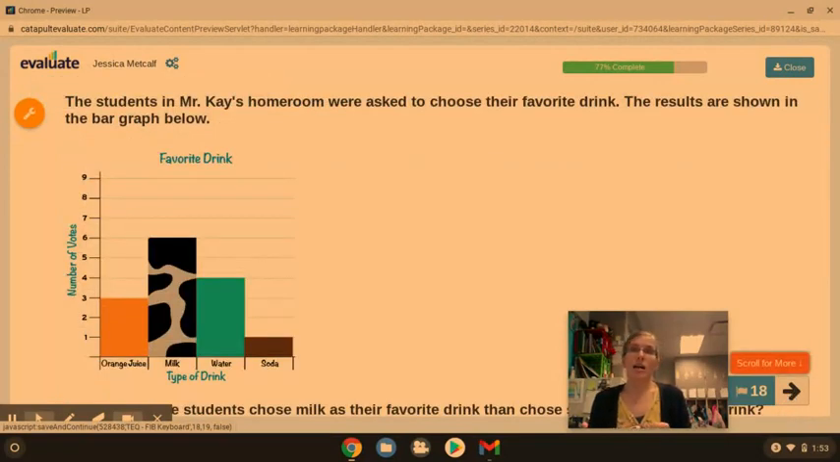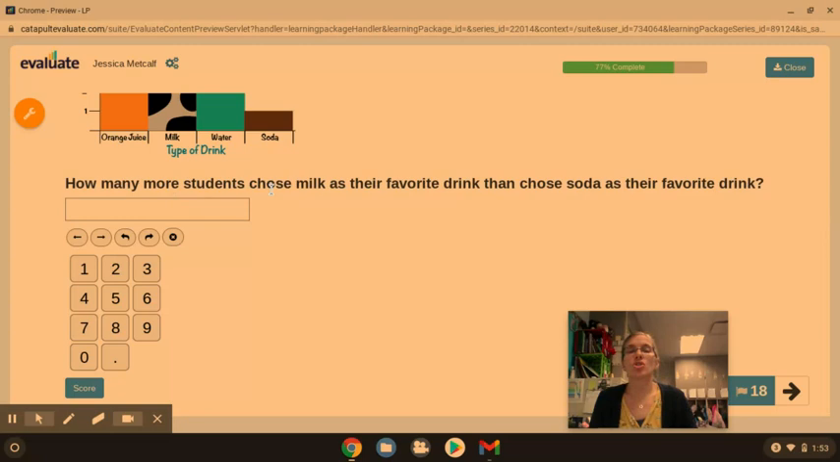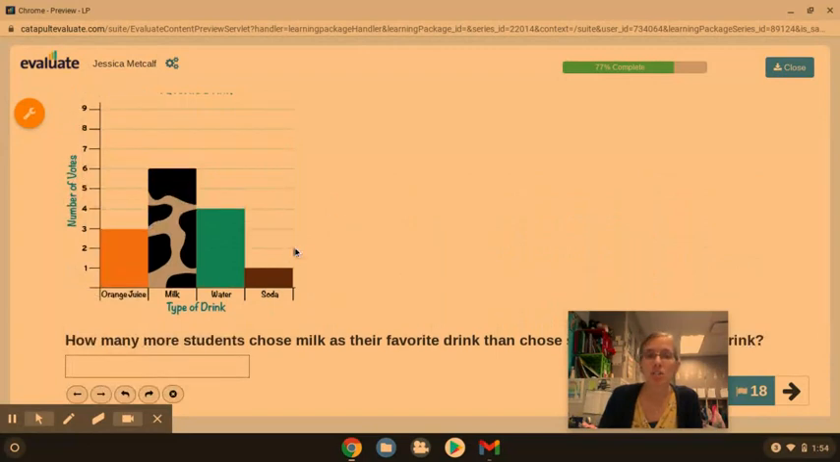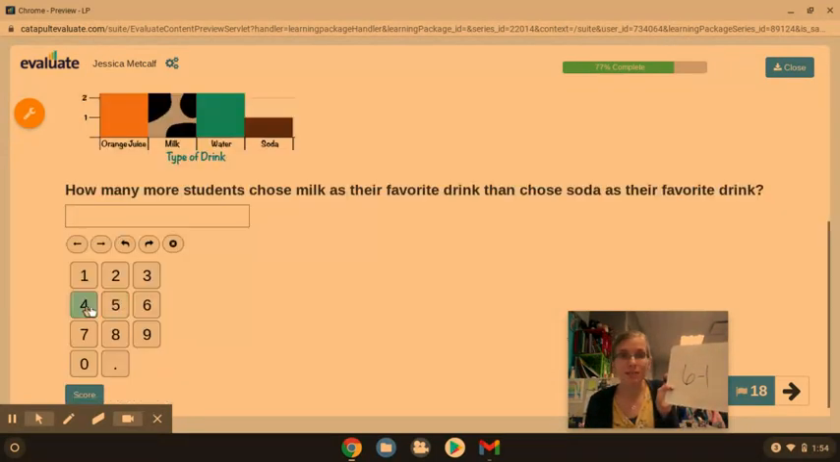All right, so here are the results from Mr. K's homeroom when they chose their favorite drink. Okay, we want to know how many more students chose milk than chose soda. So when we see how many more, we know that's subtraction, and we're going to do that on our board. So milk had 6 votes. Soda had 1 vote. 6 minus 1 is 5. How many more means to find the difference?